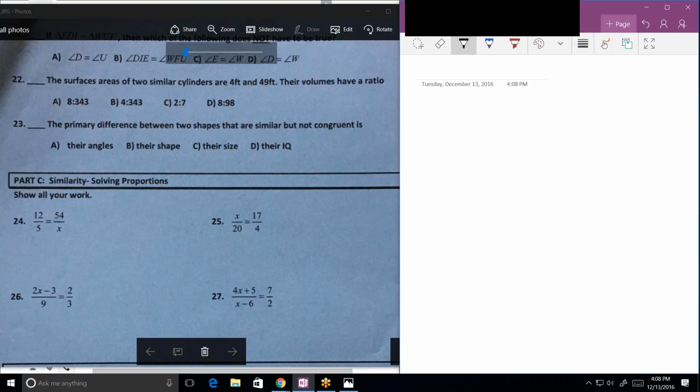Now, number 22 has to do with this. Hold on. We have linear ratios, we have area ratios, and we have volume ratios. Which one? They're asking for the volume ratio. The answer is A. Okay. So you're really good with all 3 because I know the square root of 4 is 2, and the square root of 49 is 7, and 7 cubed is 343, and 2 cubed.